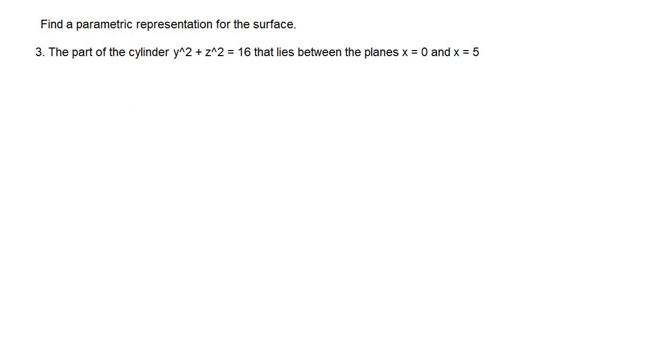So now for number 3, we have the part of the cylinder y squared plus z squared equals 16 that lies between the planes x equals 0 and x equals 5. The best way to find a parametric representation for a cylinder is just to convert into cylindrical coordinates.